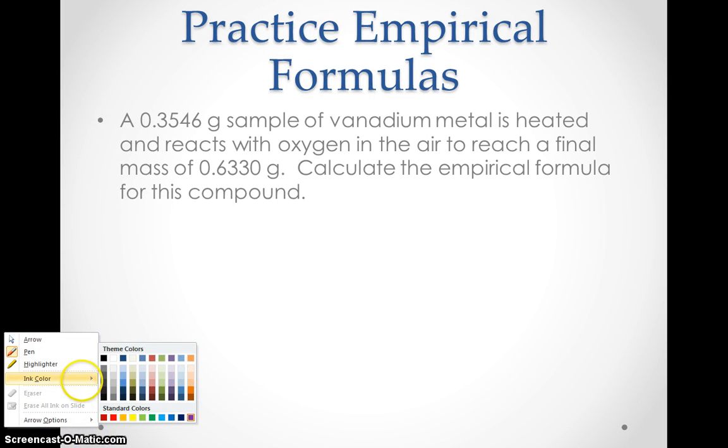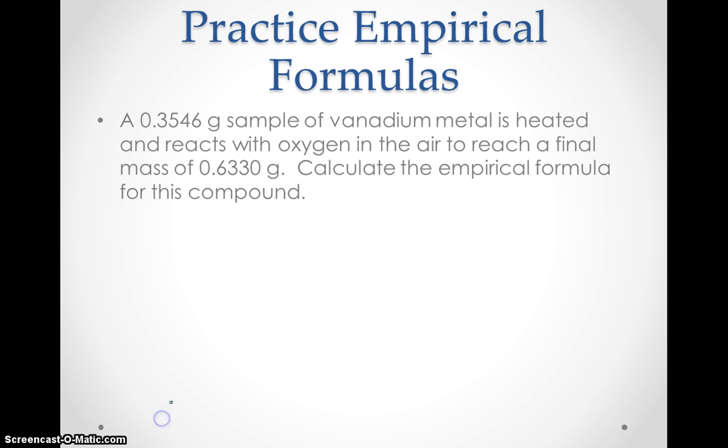Now this problem is set up very similar to step 1, except this time it's actually talking about lab data. So this is going to be very, very similar to the lab we're going to do later in the week. This problem is a little bit more difficult because we have to be able to read and pick out what the information is telling us. So in this problem, a 0.3546 gram sample of vanadium metal is heated and reacts with oxygen in the air to reach a final mass of 0.6330 grams. Calculate the empirical formula for this compound.